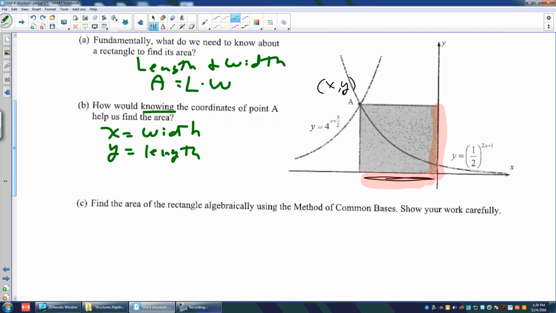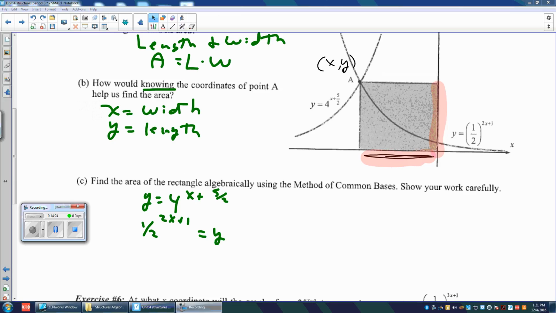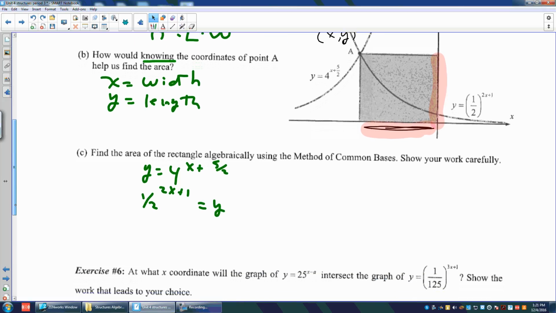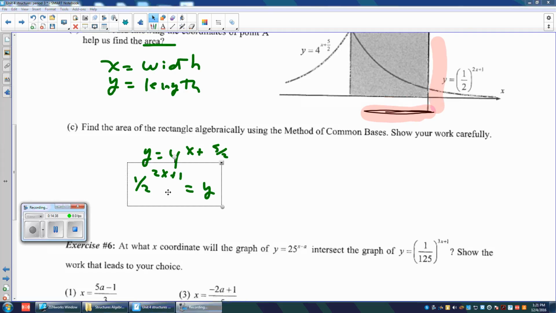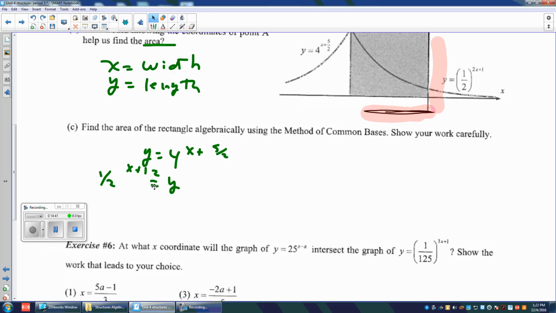Find the area of the rectangle algebraically using the method of common bases. Show your work carefully. We've been talking over the last several days of how dangerous a statement it is to say y equals or something equals. Now we have both of these equations set up as y equals, but what I did here was I wrote y equals on the left-hand side and the right-hand side so that I can move it, and there we go. These two equations equal each other, so one y can replace the other.